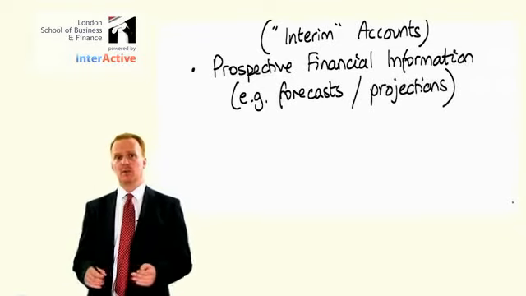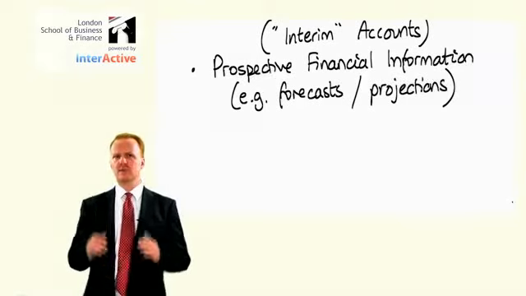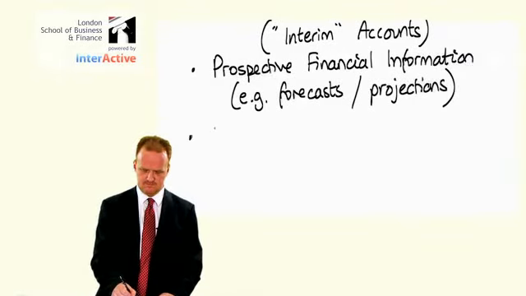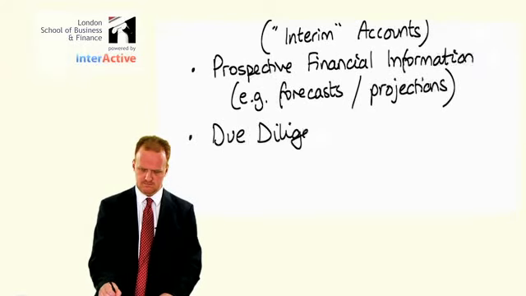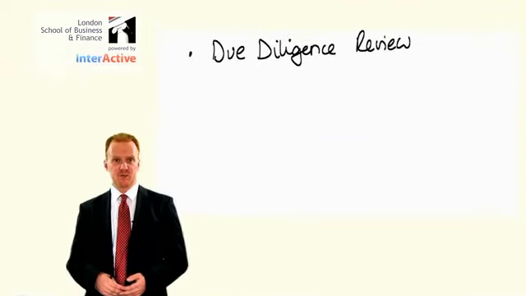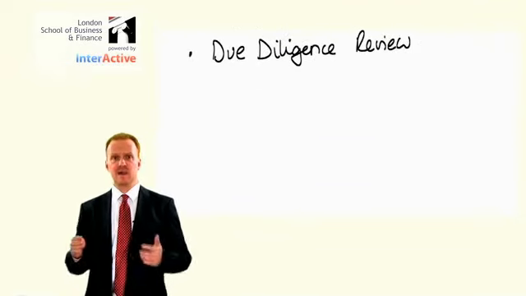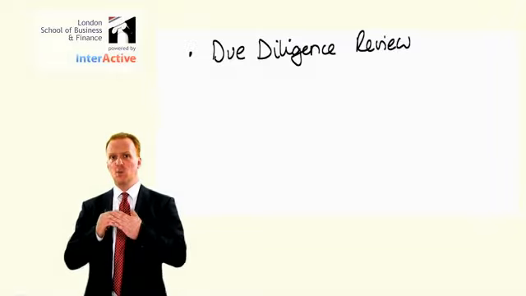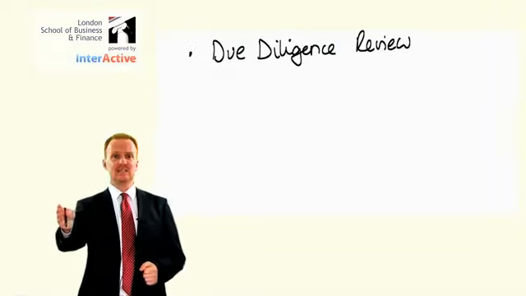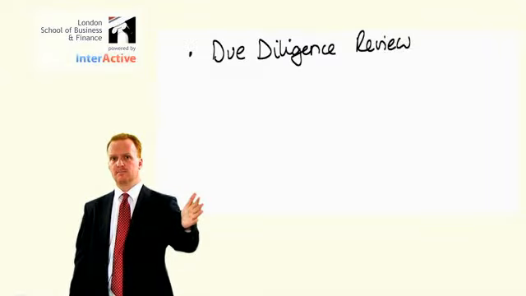The next example is negative assurance, usually for different reasons. Due diligence reviews are carried out in a number of circumstances, but the one that you're probably most familiar with is when company X wants to take over company Y.